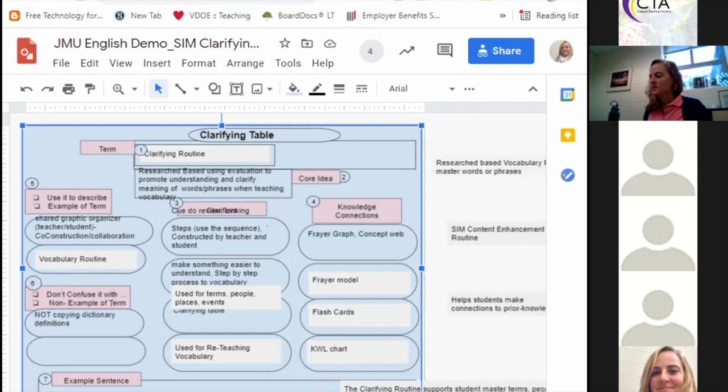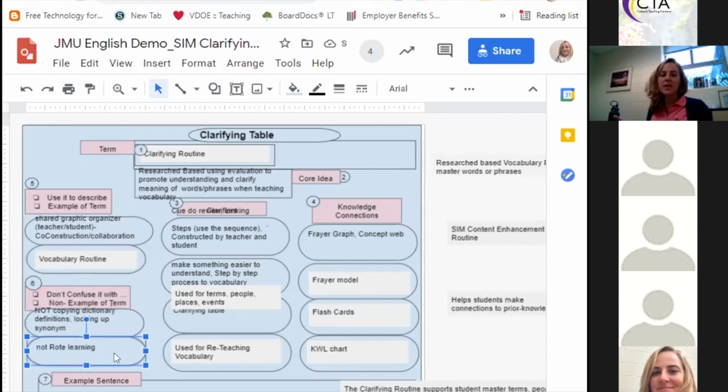All right, it is not rote learning. I'm going to put this up with the, it's not copying definitions and it's not looking up synonyms. So those are the things that are not. If you start doing that with your students, then we know we are not using the clarifying routine.